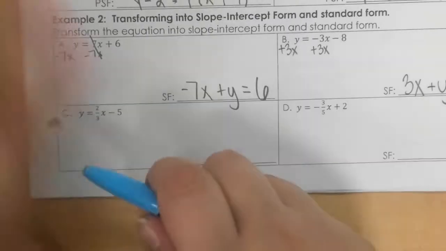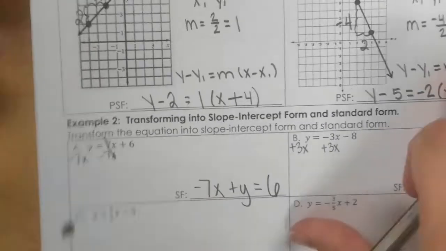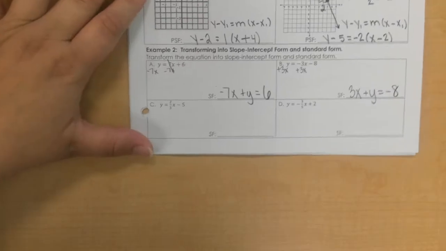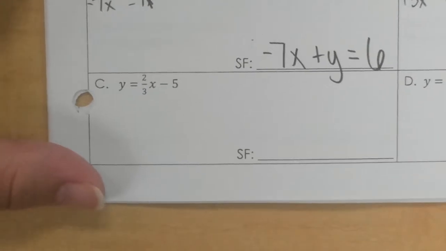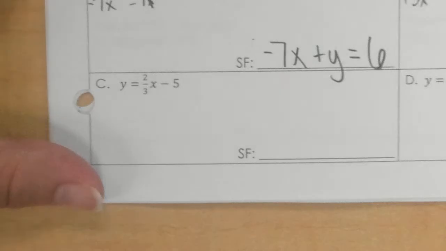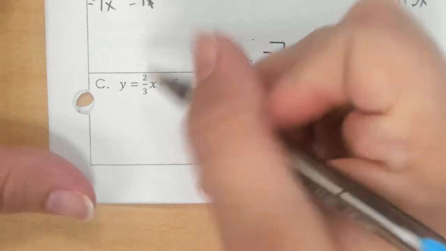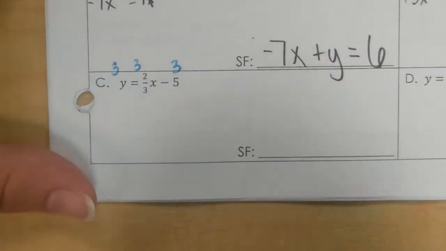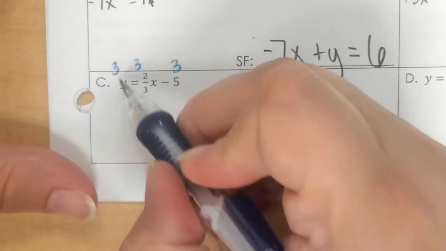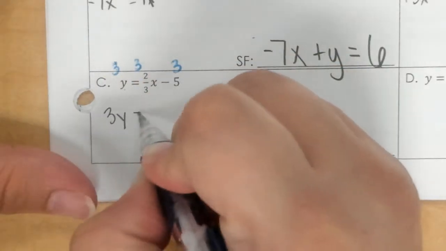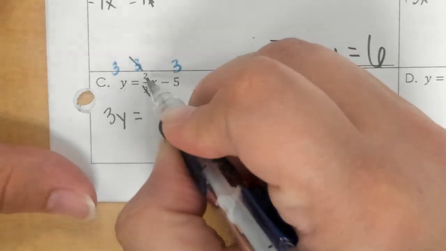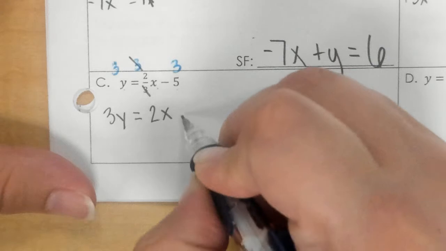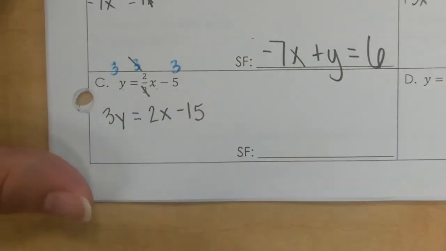So if you remember to clear the fraction, you find the denominator. So the denominator here is 3. Okay, let's kind of zoom in a little bit here. It's a 3. Okay, so then that 3, you multiply all the terms by 3. So I have 3y. These 3's cancel, and we have 2x. And then I multiply 3 times negative 5 and get negative 15.